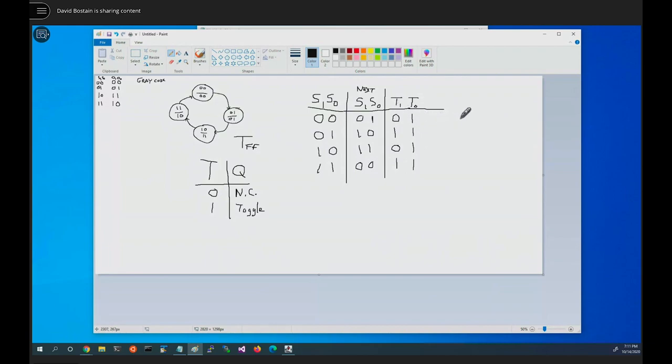We then can take and do a Karnaugh map for T1. They're in terms of these two variables, so this is not S1. This is S1. This is not S0. This is S0. Let's fill it in. 0, 1, 0, 1. 0, 1, 0, 1. So it looks like that's going to be something useful in a second.